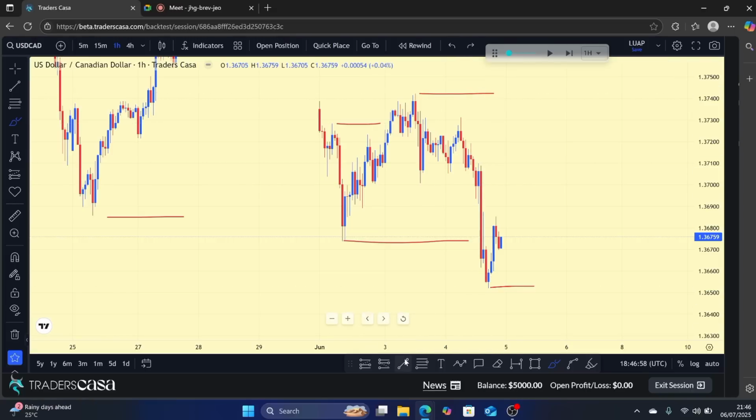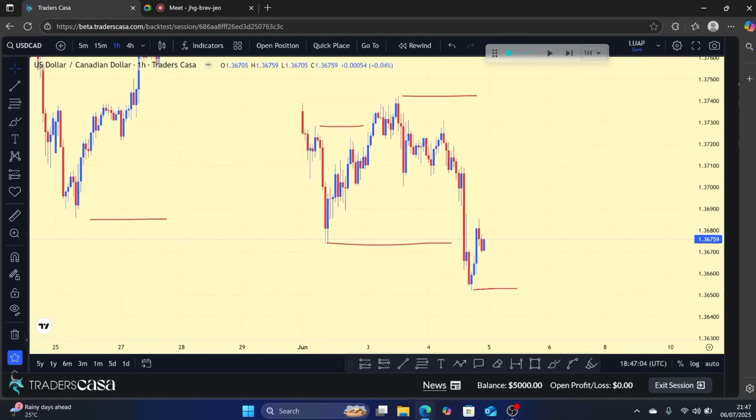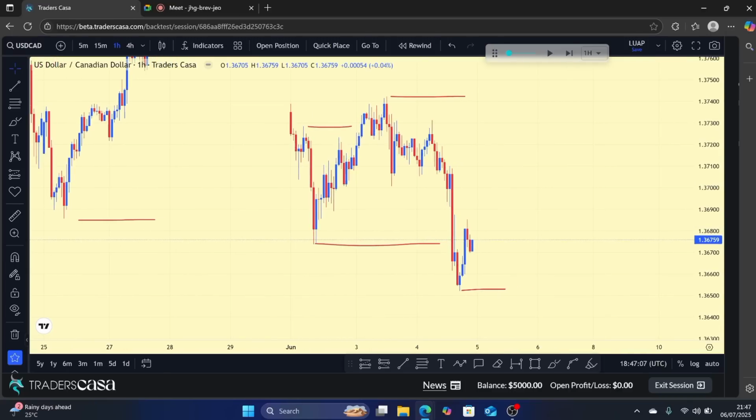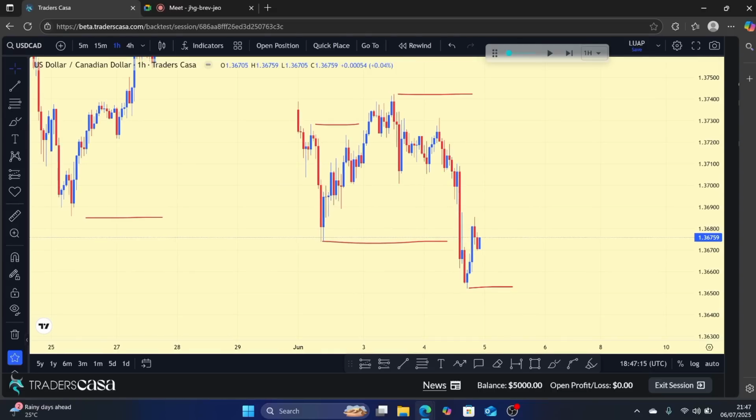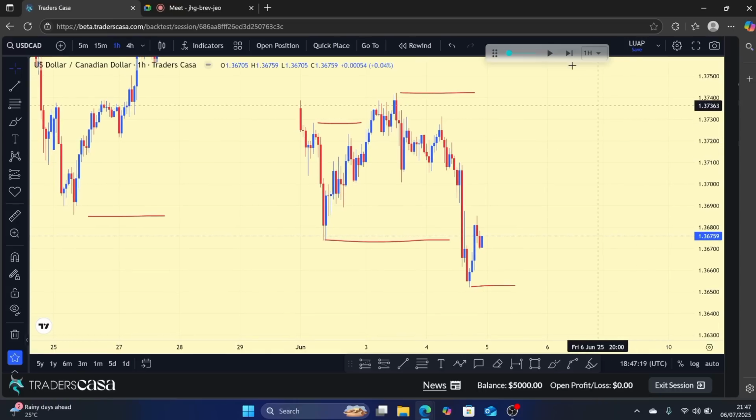Alright, so right now let's identify the inducement, because we don't mark POIs before the inducement. If it's an order flow you can, but I usually recommend you wait for the inducement to be taken out before you mark your POI. An order flow is a POI, of course. So right now, let's see if price will take out the inducement or not.